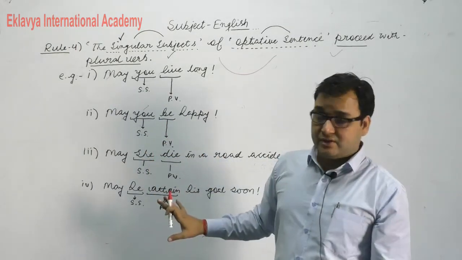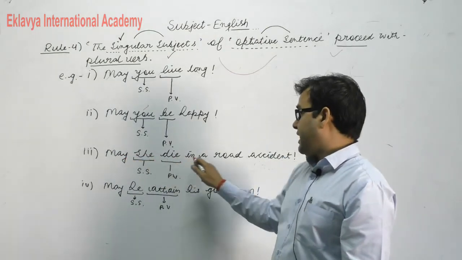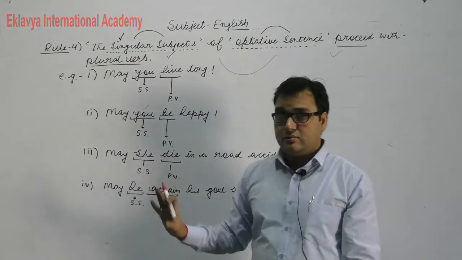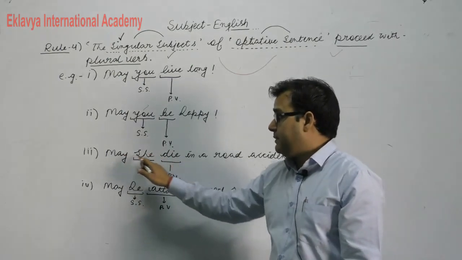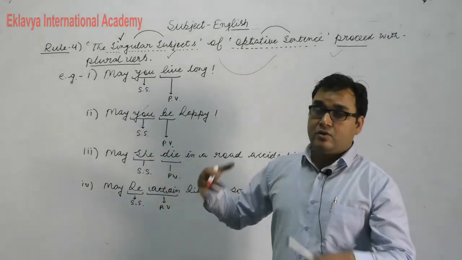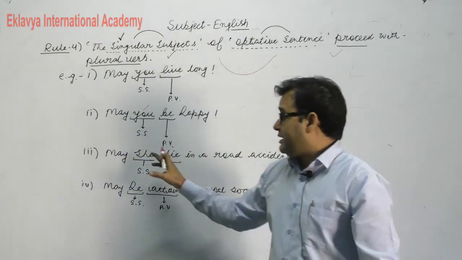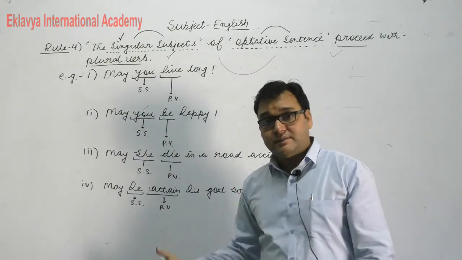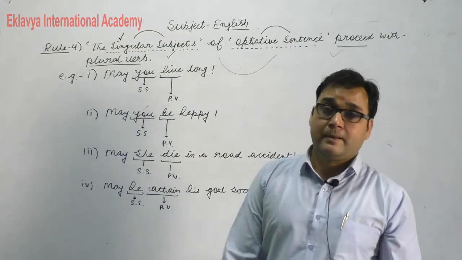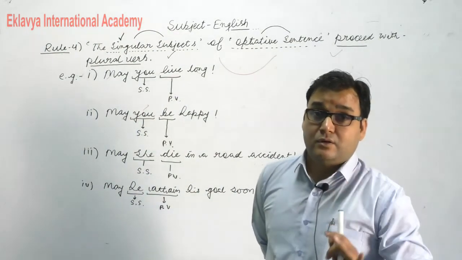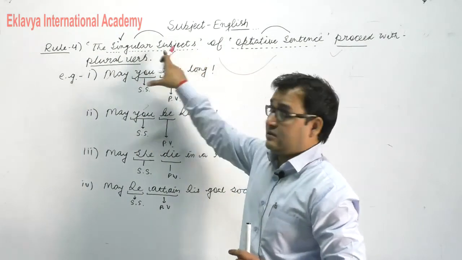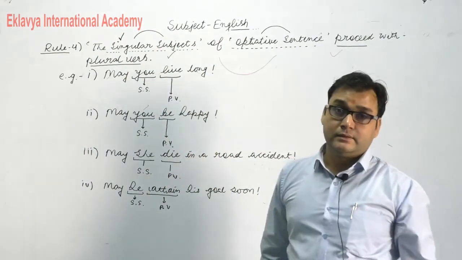Okay, students, may she die in a road accident, कि उसकी जो मृत्यु है रोड एक्सीडेंट में हो जाए. Singular subject, plural verb. May they die in a road accident, उनकी मृत्यु जो है रोड एक्सीडेंट में हो जाए. Plural subject के साथ तो plural verb आती है. It's not a matter of concern here, because plural subject always proceeds with plural verb. The rule speaks about singular subjects of optative sentence.